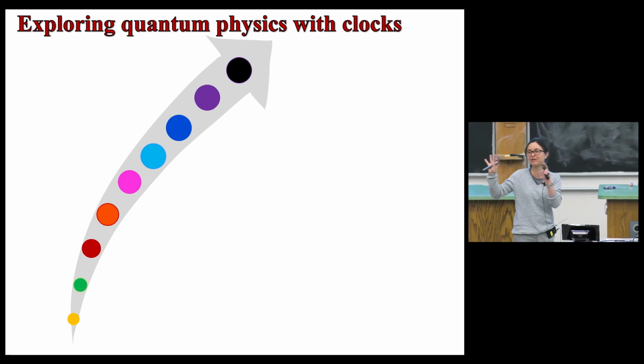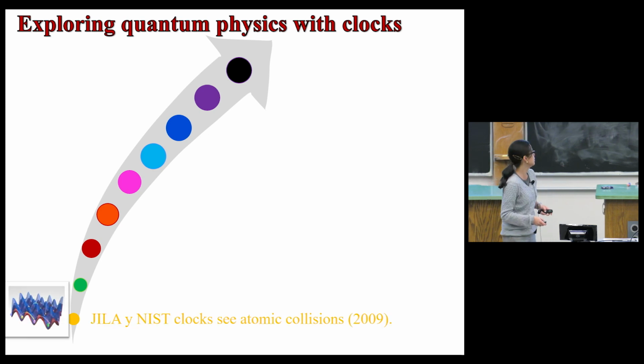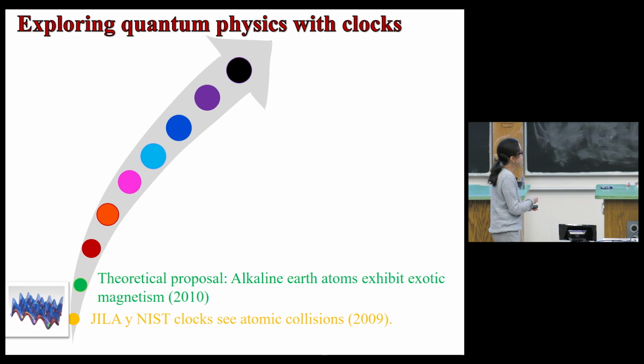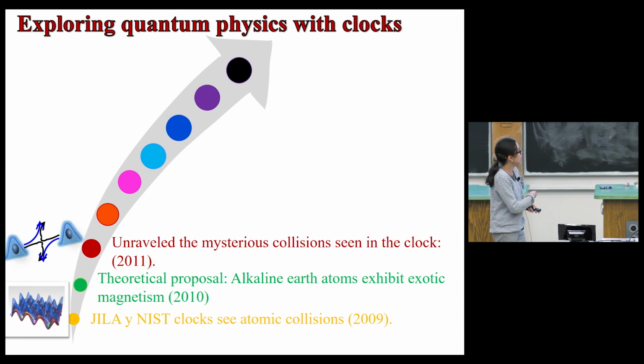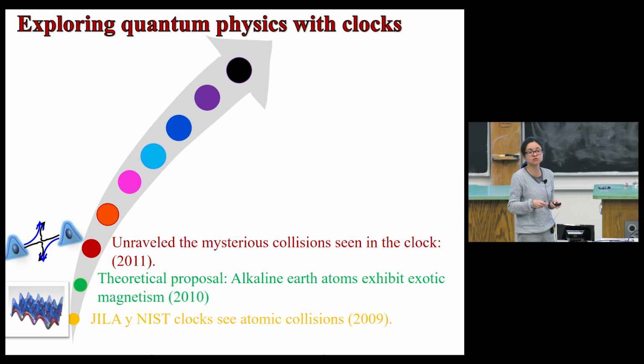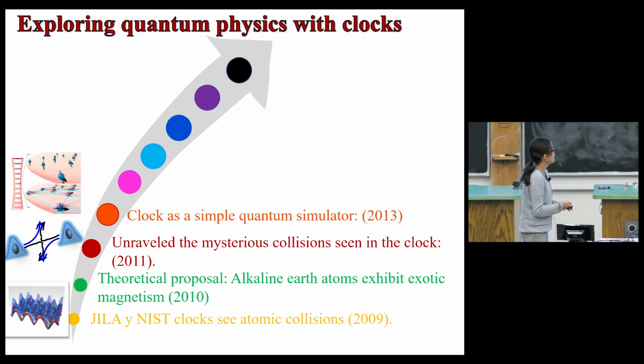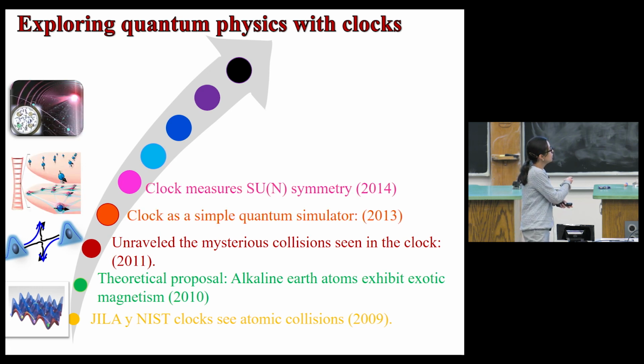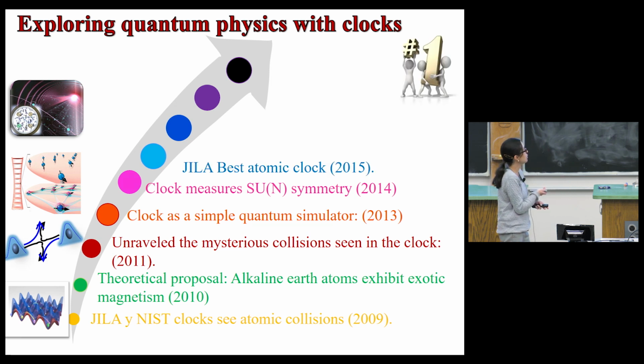I hope you got a little bit of the different directions that we are trying to explore with ultra-cold atoms in the clock. So what we have been able to do is, we saw atomic collisions in the clock. We saw that we can use these alkaline atoms to exhibit quantum magnetism and exotic SU(N) symmetry. We were able to understand these complicated collisions in the clock and control them to make the clock not feel any effects of interactions and operate at 10 to the minus 18. Using this clock as a quantum simulator, we were able to measure the SU(N) symmetry in the clock.